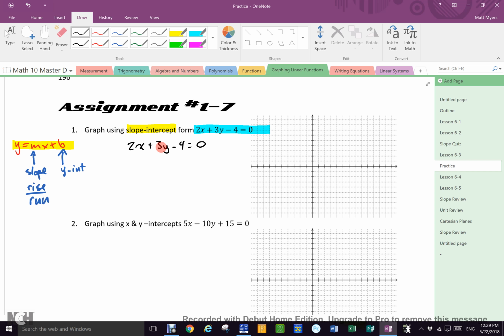How do I move positive 2 x's? I am not trying to get rid of the 2, I am trying to get rid of the whole thing. So what do I do? I take away 2 x's. Where else? On the other side. So now I have 3y minus 4 equals negative 2x.